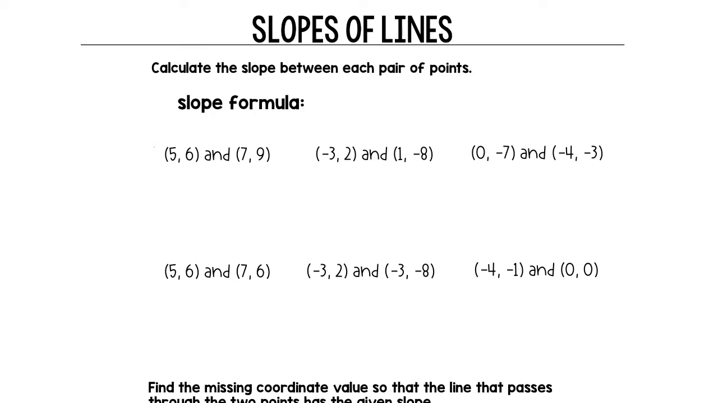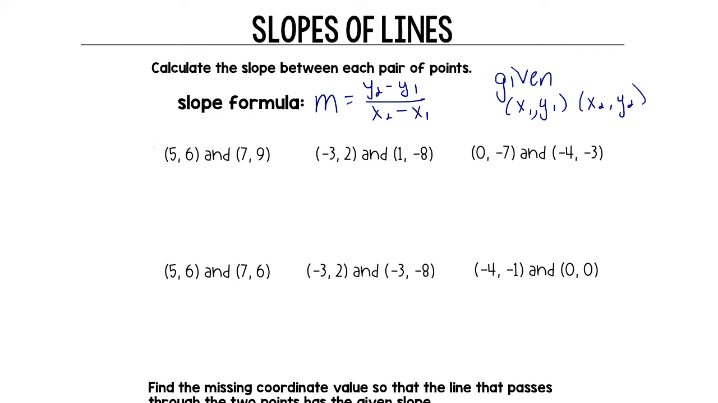Thanks for joining me today, where we're going to talk about slopes of lines. We've definitely talked about slope before, so just a little bit of a refresher course for us today. The slope formula is m always equals y2 minus y1 over x2 minus x1, and this is with us being given x1, y1, x2, y2.